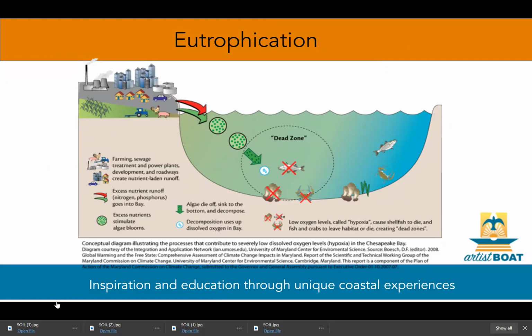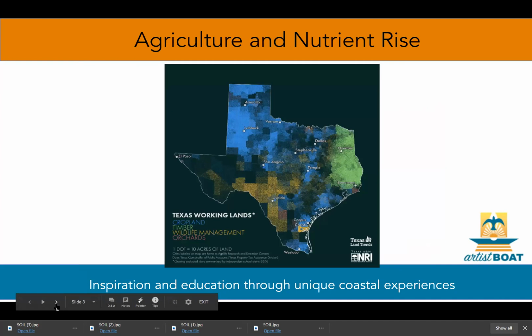Human activities are the main cause of these excess nutrients being washed into the ocean. Part of the reason is the rapid rise in intensive agricultural practices, industrial activities, and population growth. If we look at this map of Texas, we can see the different working lands. Everything in blue is cropland, everything in pink is orchard, yellow is wildlife management, and green is timber. Human activities have emitted nearly twice as much nitrogen and 3 times as much phosphorus as natural emissions. So this is quite a bit.